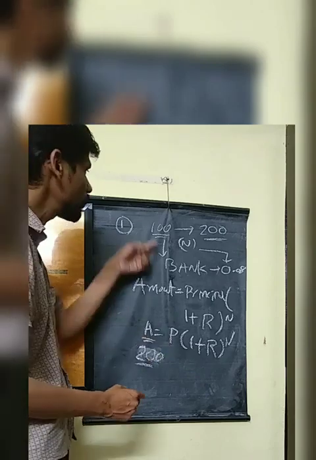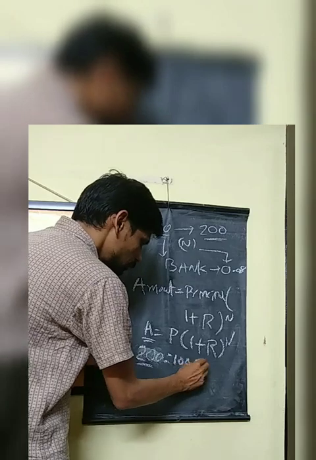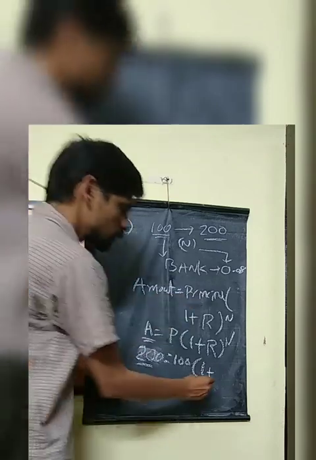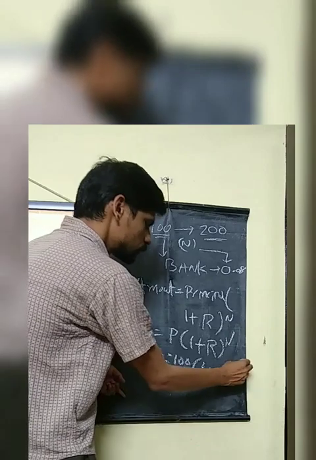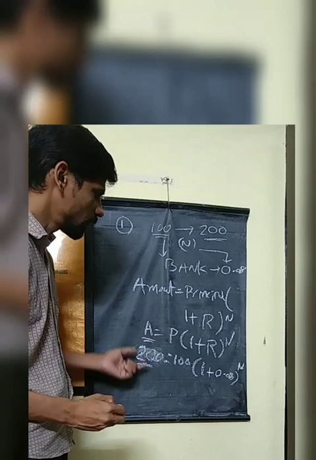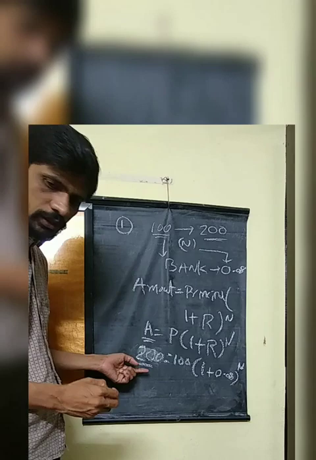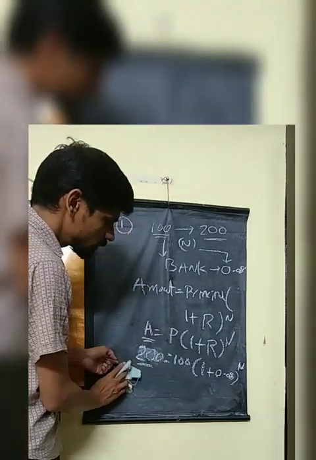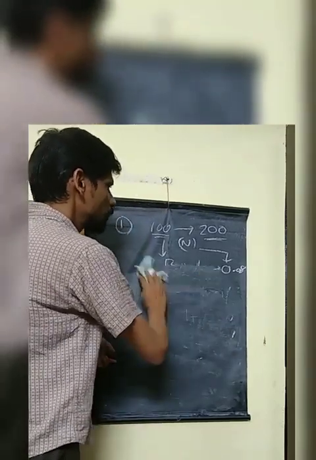What is my principal amount? I am depositing 100 rupees. So 200 equals 100 rupees multiplied by (1 plus r) power n. What is my interest rate? The bank is giving a 0.08 interest rate. So now I want to know this value n. When we replace the values in this equation, we get this. This is the final step. So now we will try to solve this and see how much time we need to wait.